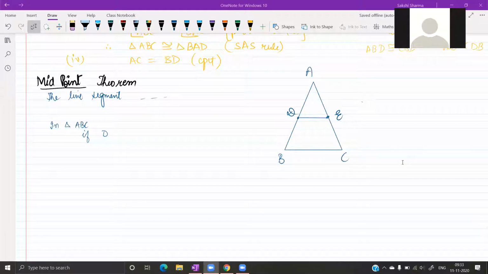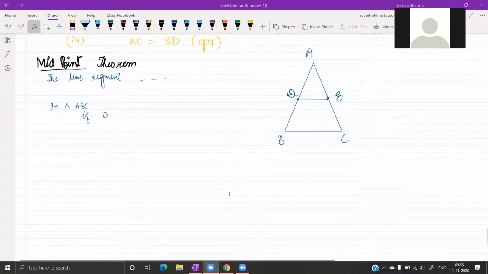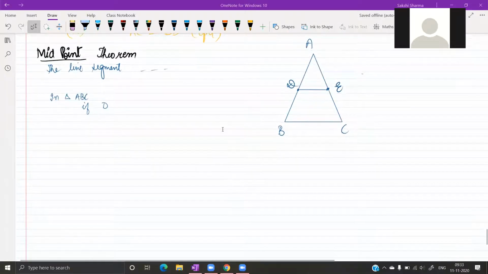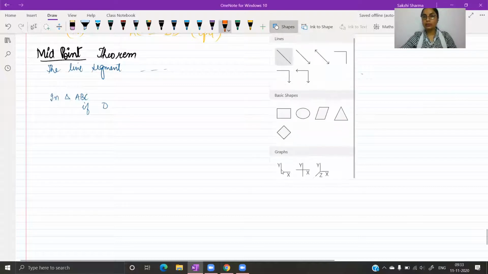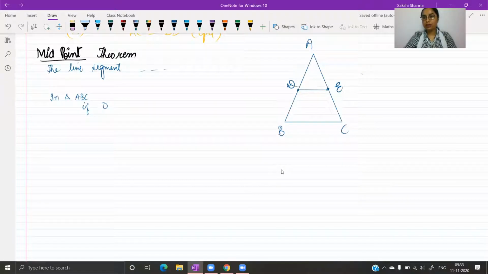Excuse me, ma'am. Yes, beta. Ma'am, in a right angle triangle, when this theorem is applied, which is the parallel side to the midpoint line? You can take it accordingly, it will depend on where you are given the midpoint.